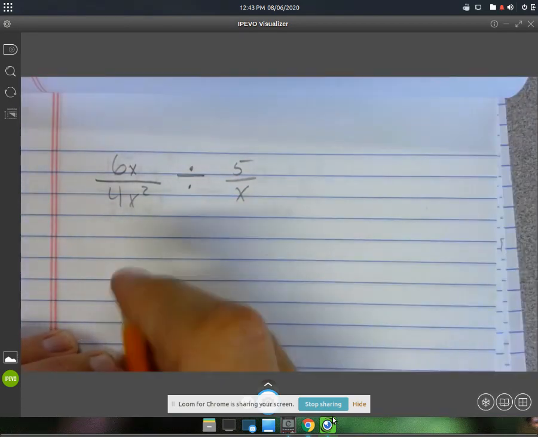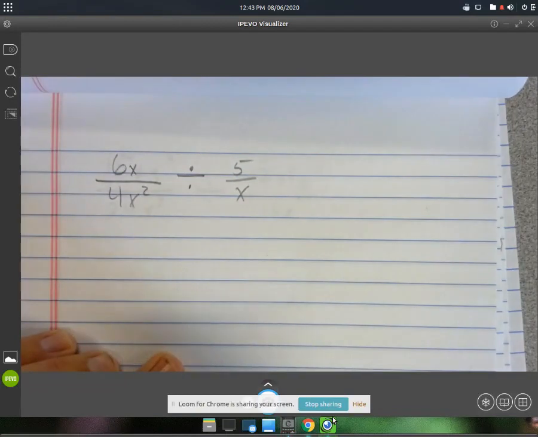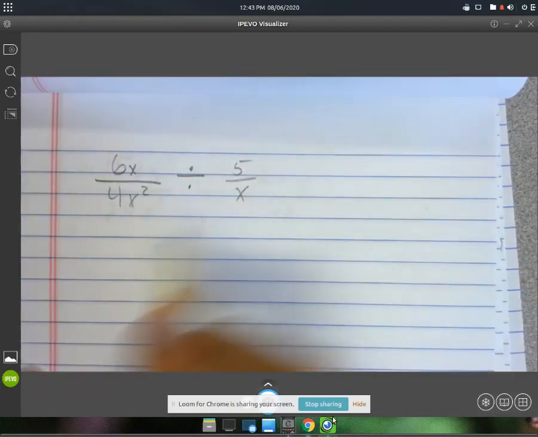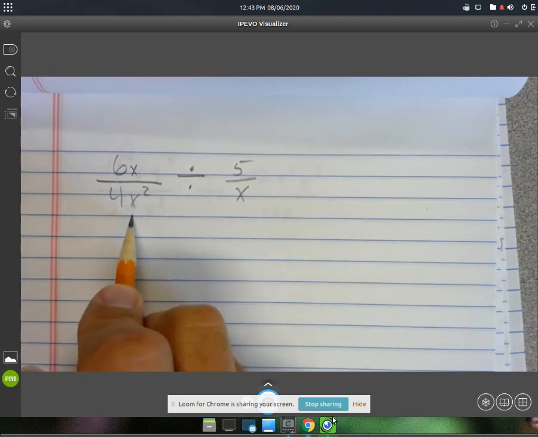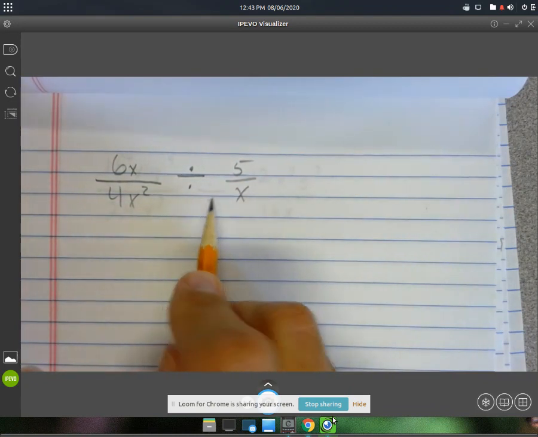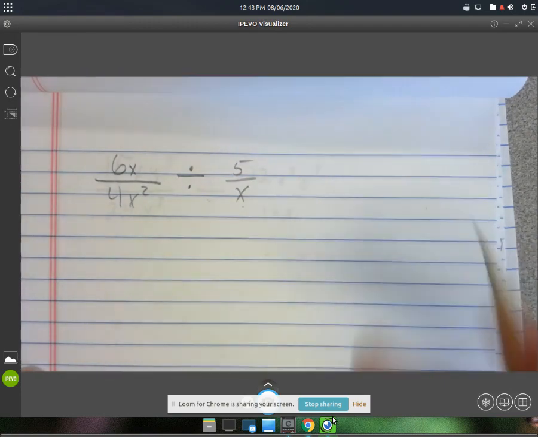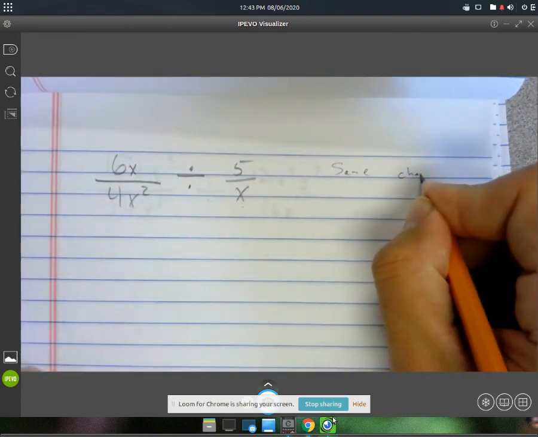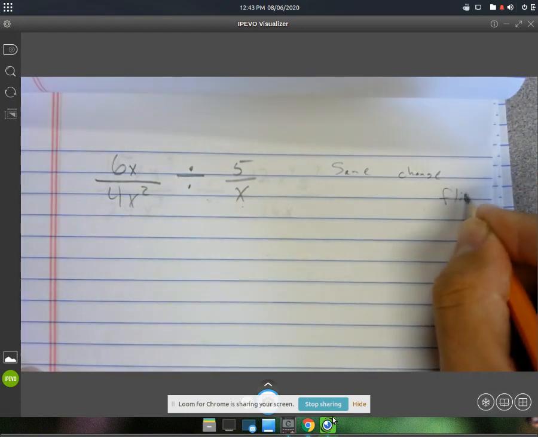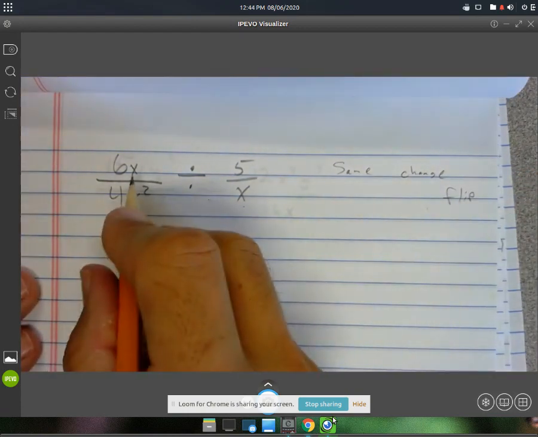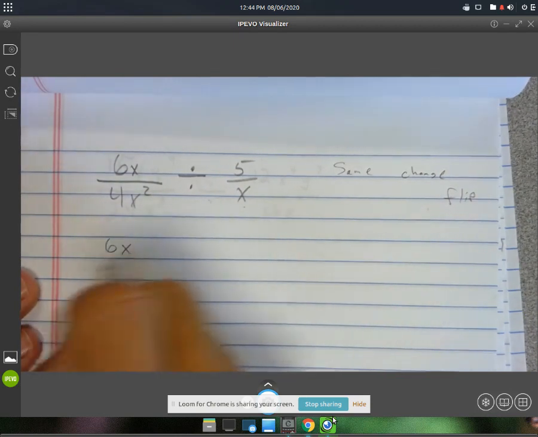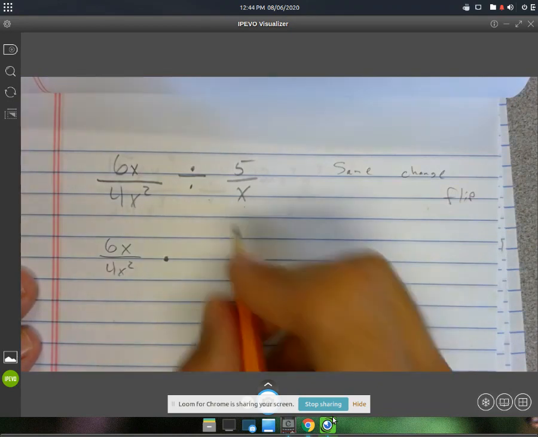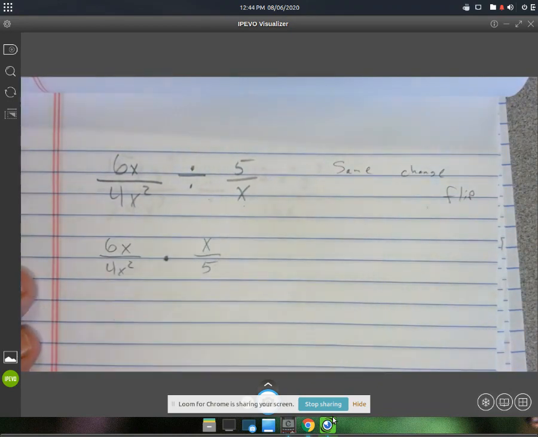Okay, so the way that you divide fractions, I don't know if you remember this from middle school sometime, but you're going to be keeping the first fraction the same. You'll change this to a division symbol, and then you're going to change that by flipping it. So same, change, flip. All right? Same, change, flip. That's what you're going to be doing. So the first fraction will stay over 4x squared. You'll change that to a multiplication, and then you're flipping your second fraction.